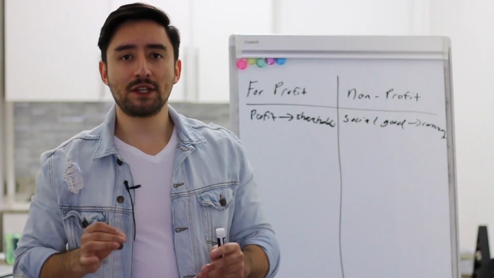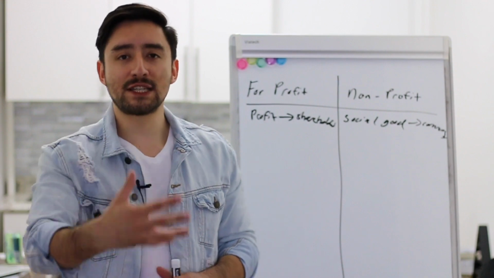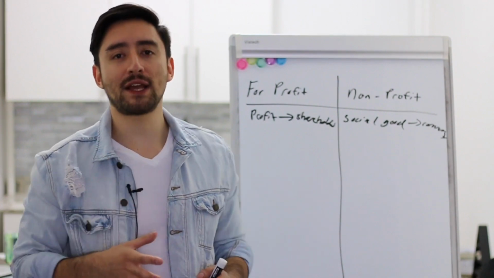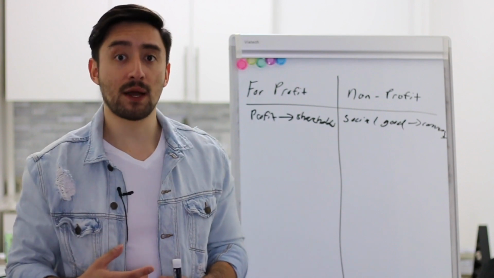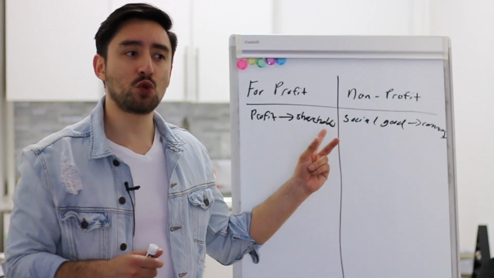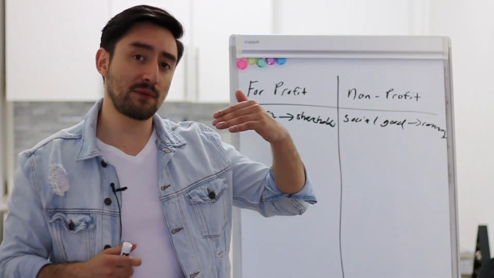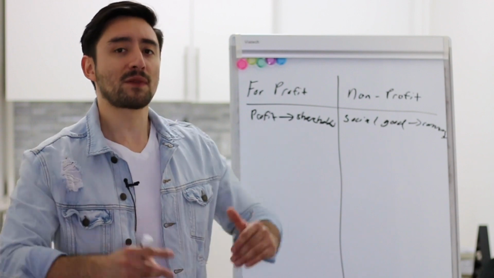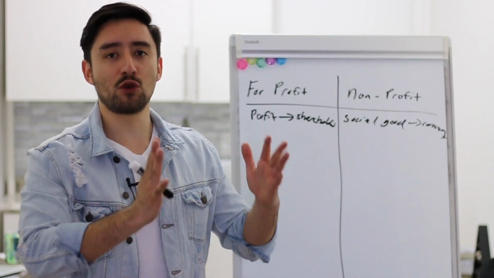This is a very important difference because this actually guides a lot of your strategies going forward and also a lot of the laws related to starting a nonprofit or starting a for-profit company. So for example, since a for-profit company's goal is to appease their shareholders and to distribute profit to their shareholders, the people that own the company, therefore, they are going to be taxed on those profits.